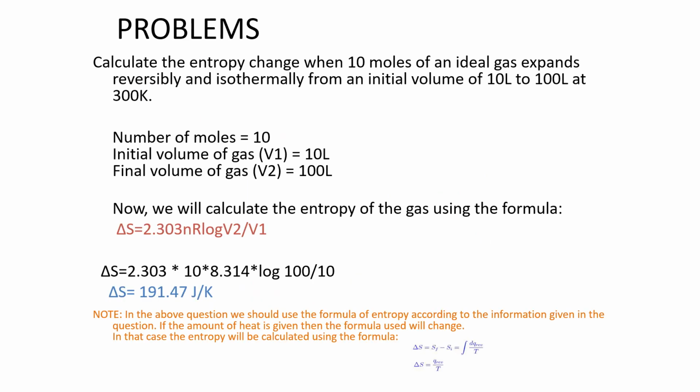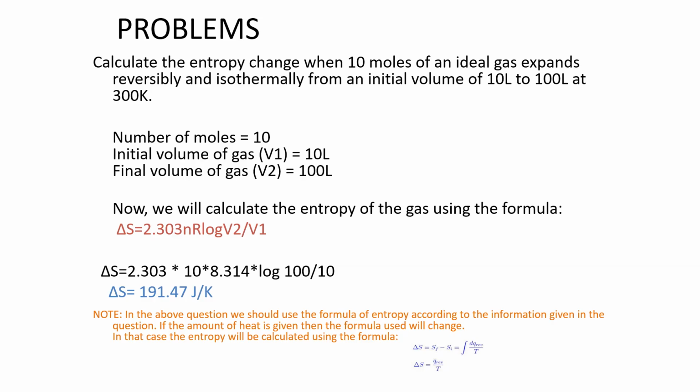So here I've included two example problems to show how entropy change can be calculated using different formulas depending on what data we have. In the first case, I'll read out the question. Calculate the entropy change when 10 moles of an ideal gas expands reversibly and isothermally from an initial volume of 10 liter to 100 liter at 300 K.